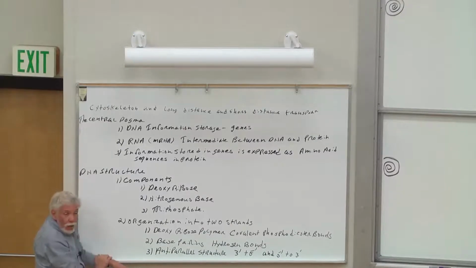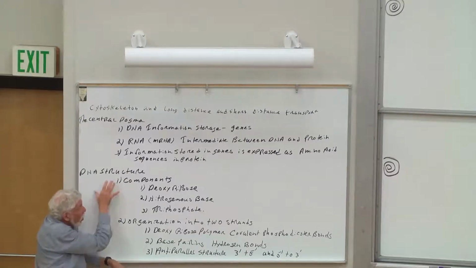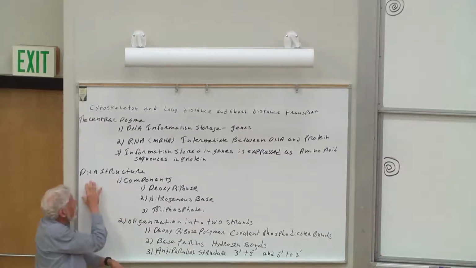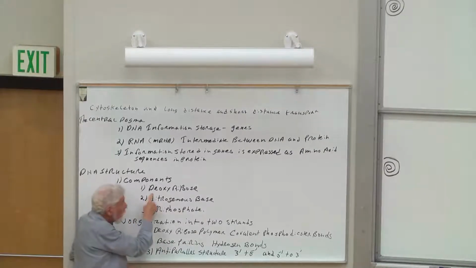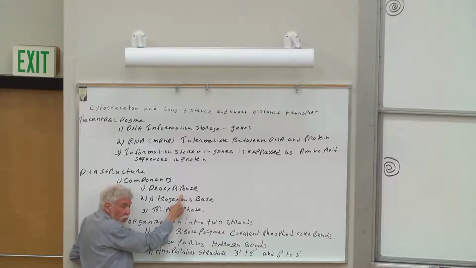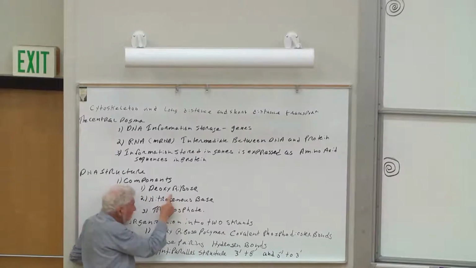Well, it's a simple molecule. It's not very complicated. And what we're going to see is that there are three main components that we're going to think about when we generate DNA. The first component is a sugar. It's a 5-carbon sugar called deoxyribose. And I'll spell out what this means.